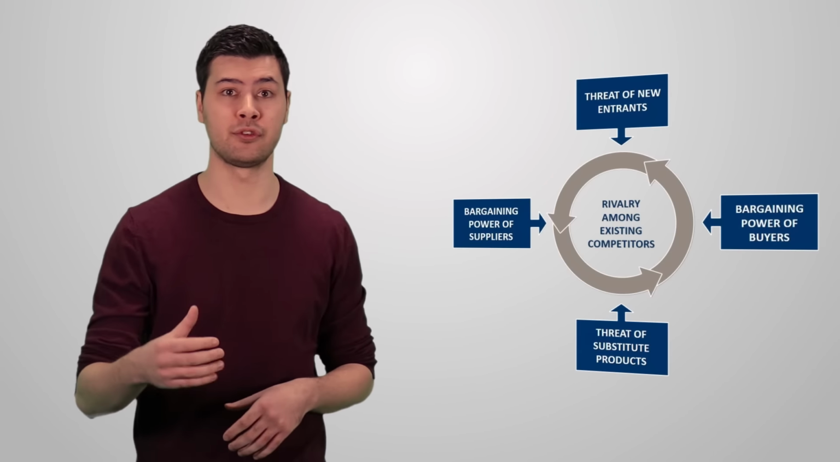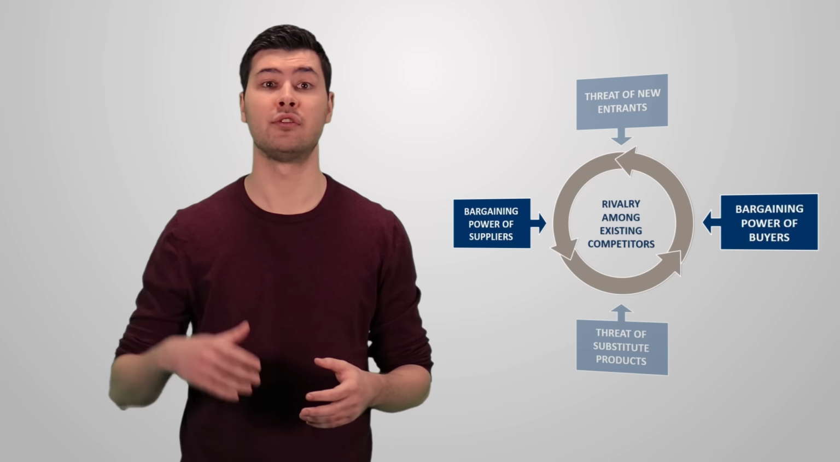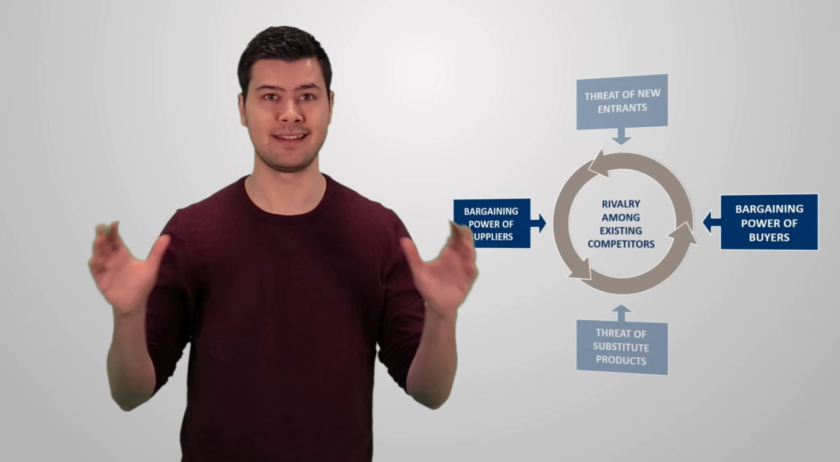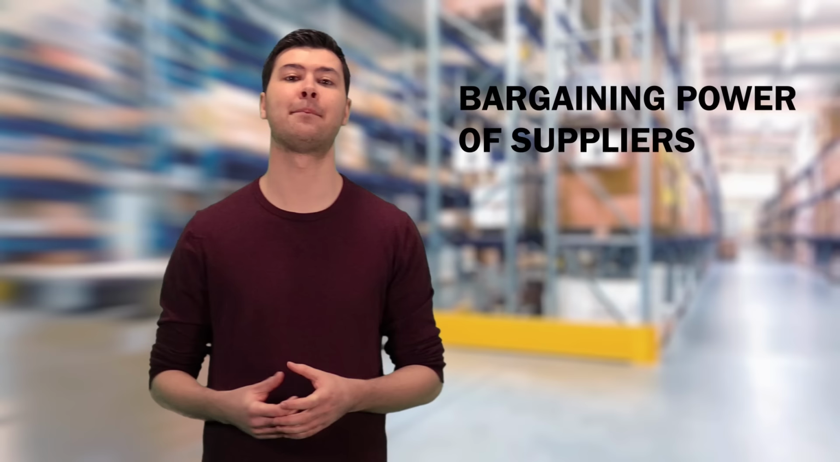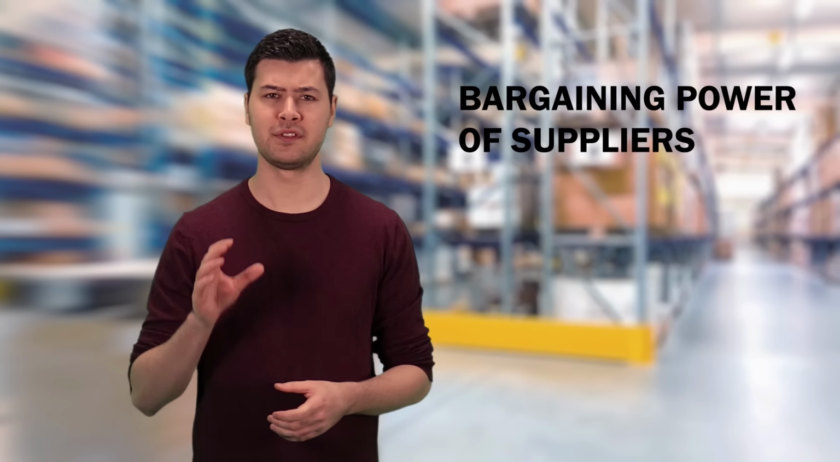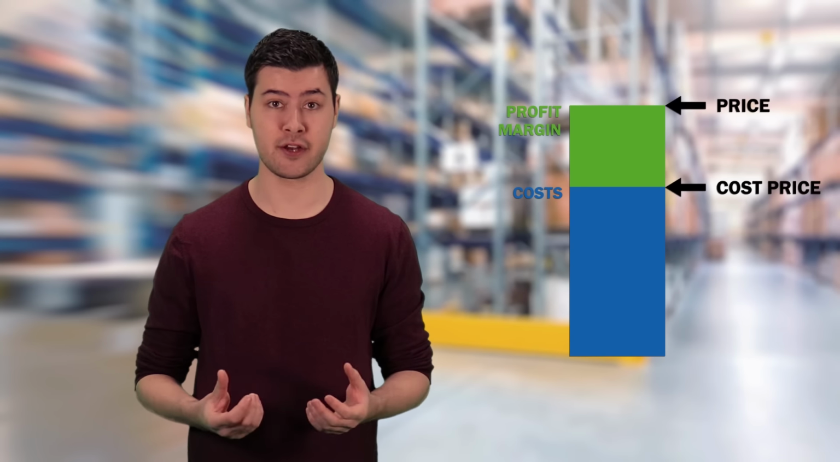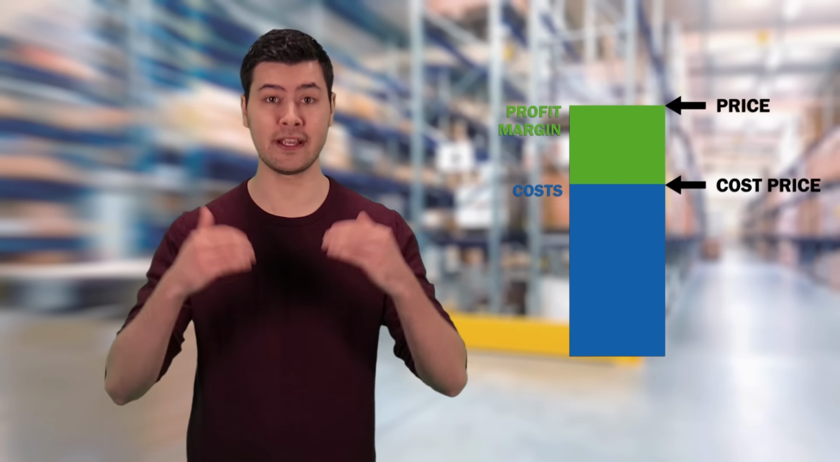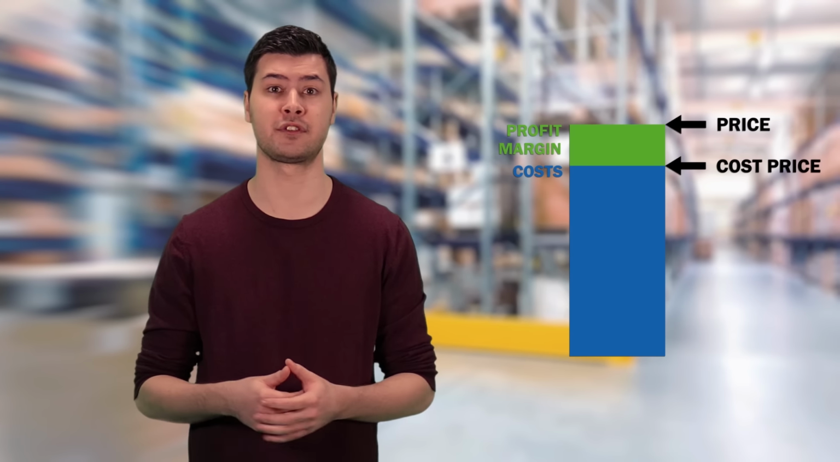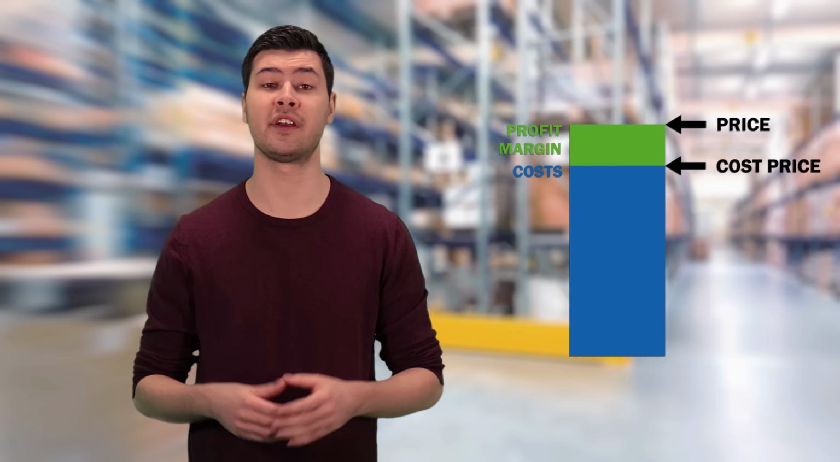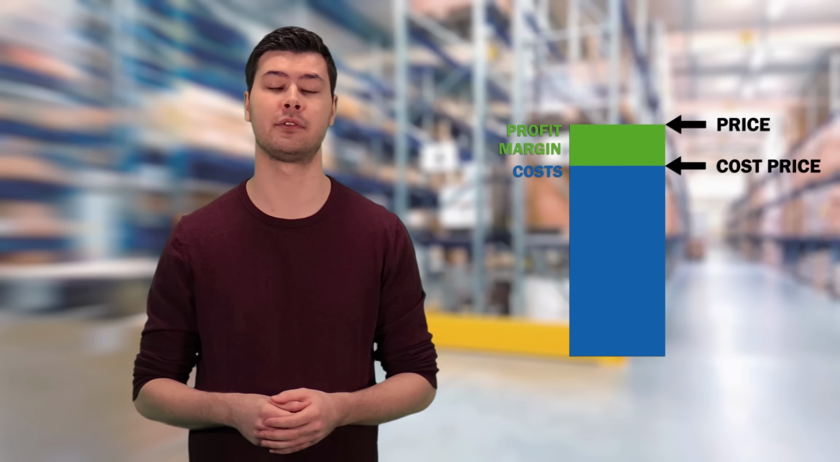Now we enter the horizontal section of the framework, the suppliers and the buyers. This section is basically illustrating a company's supply chain. Let's start off with the bargaining power of suppliers. This force analyzes how much power and control a company's supplier has over the potential to raise its prices or to reduce the quality of purchased goods or services, which in turn would lower an industry's profitability potential.